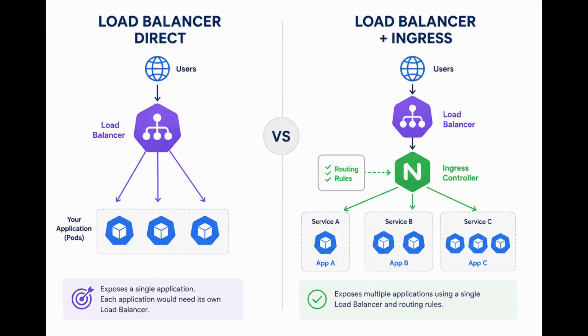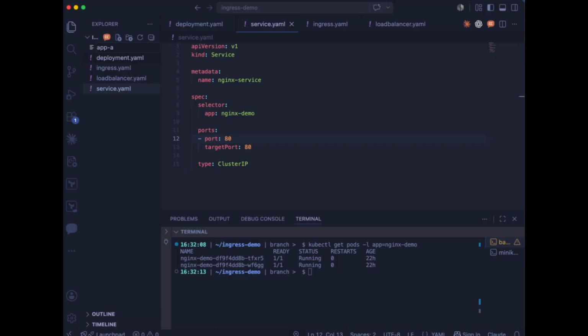Earlier in the episode, we were exposing a single application. Now let's simulate a more realistic scenario. Instead of using a single service, we're going to create multiple services and expose them through the same Ingress controller. Now I'm creating two internal services.